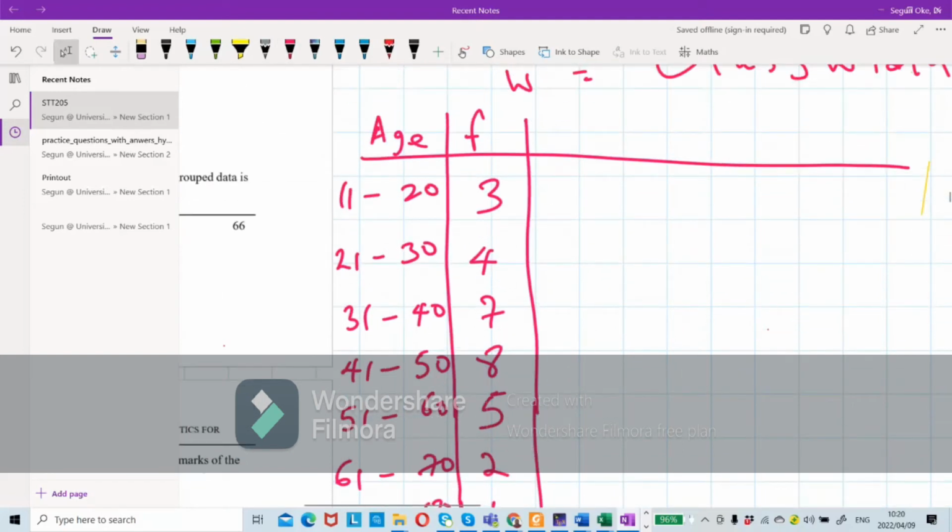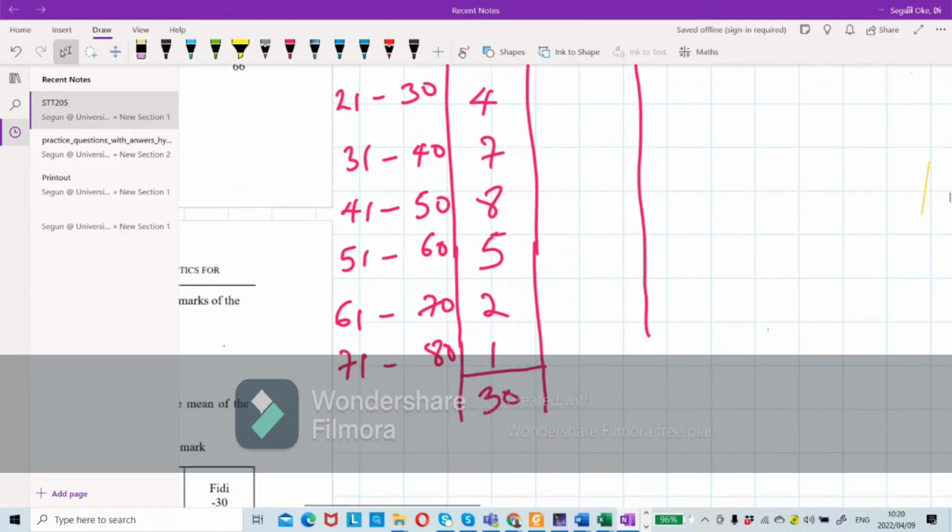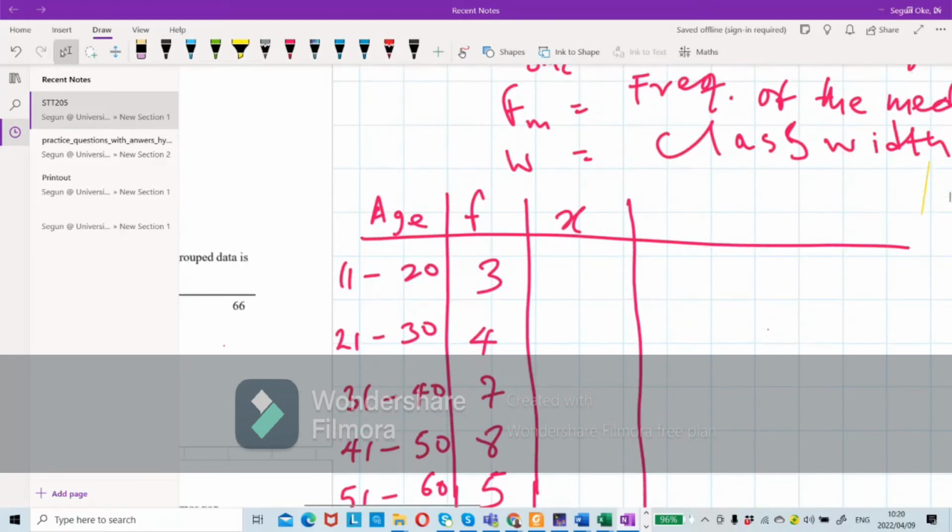So here we have X as our class mark. How do we calculate the class mark, please? Anybody? Aliyu Abubakar.